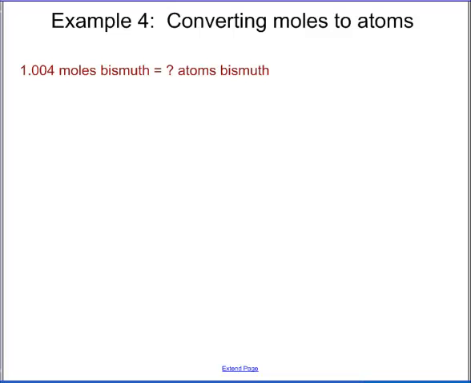If I were to go in the opposite direction and convert moles into atoms, we're still going to use Avogadro's number, just in a different location in our conversion factor. So in this problem, I'm asking you to convert moles into atoms. 1.004 moles of bismuth. And I want to convert that into atoms. So in this case, the mole will be in the denominator, and Avogadro's number will be in the numerator, 6.022 times 10 to the 23rd atoms.